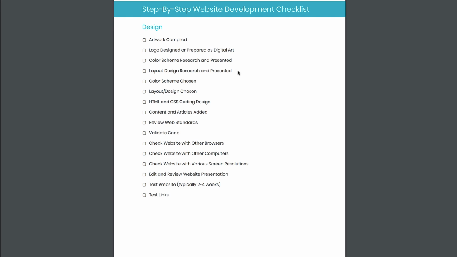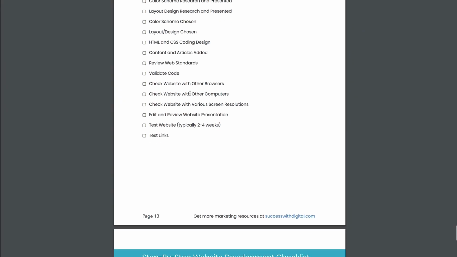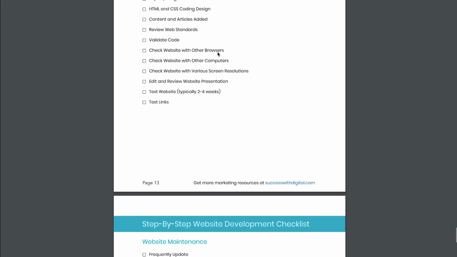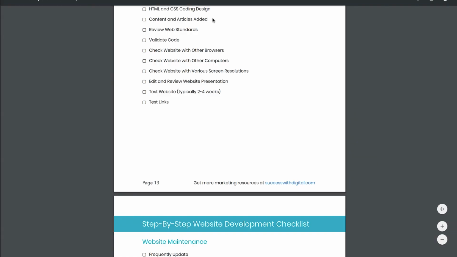So what sections should be included on each page, how that layout should look, and this is also known as a block plan. And then once you have your color scheme researched and your layout researched, then you can finalize those. From there, that's when the actual website starts getting built. Once the website's getting built, then you can start writing your content and all your articles.